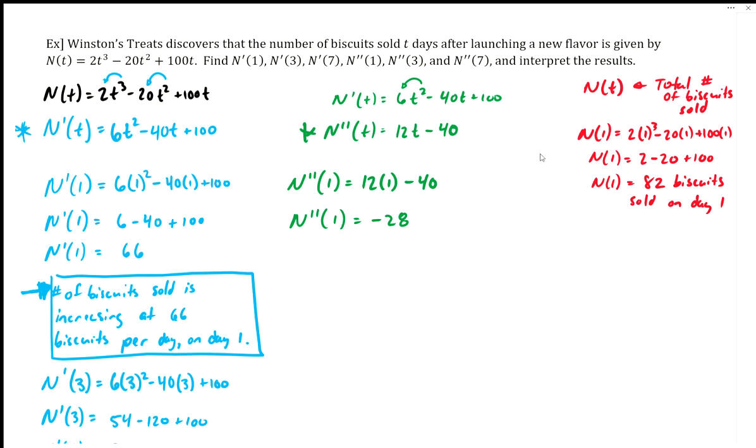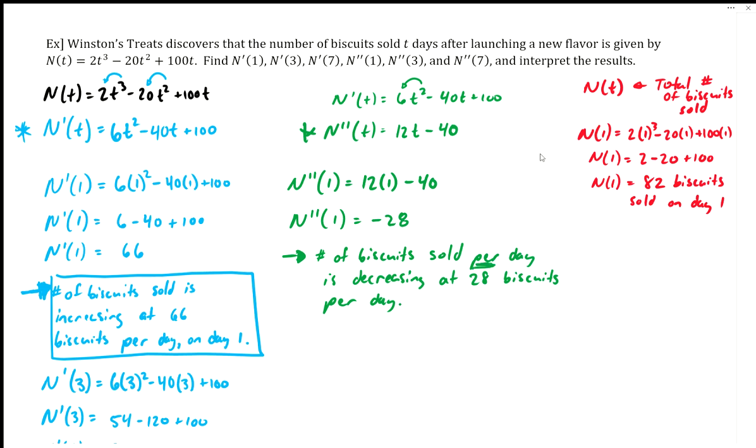What this means, and we're going to have to write it multiple times, but here's one way. Again, this is a rate of change of a rate of change. So what this means is the number of biscuits sold per day is decreasing at 28 biscuits per day.